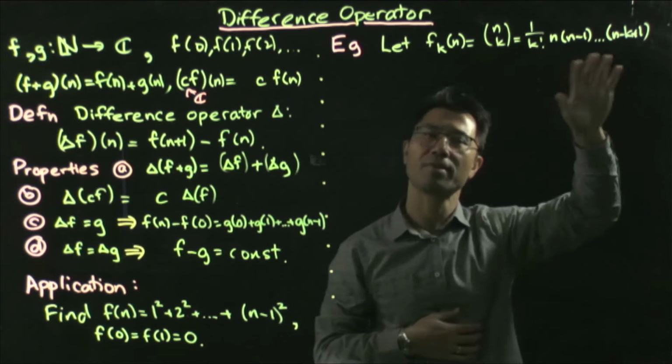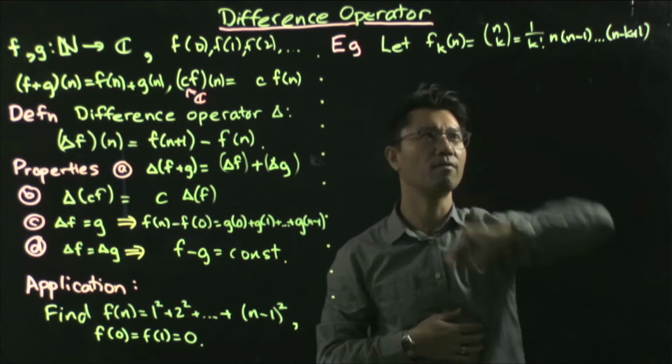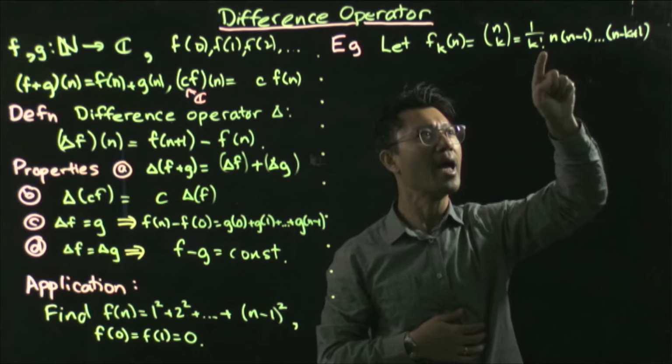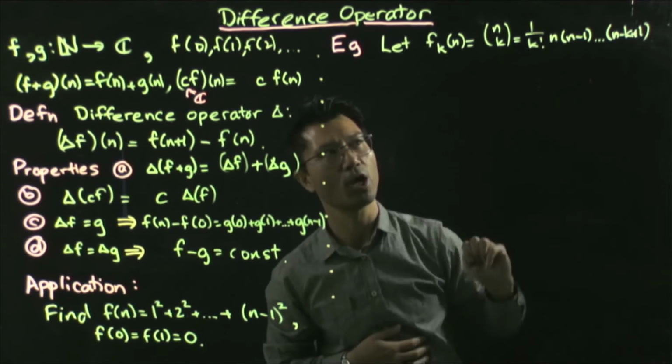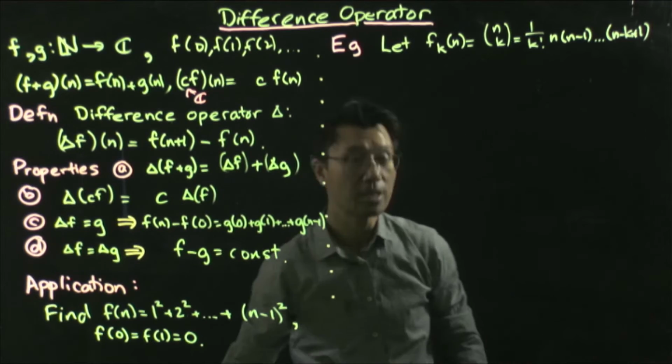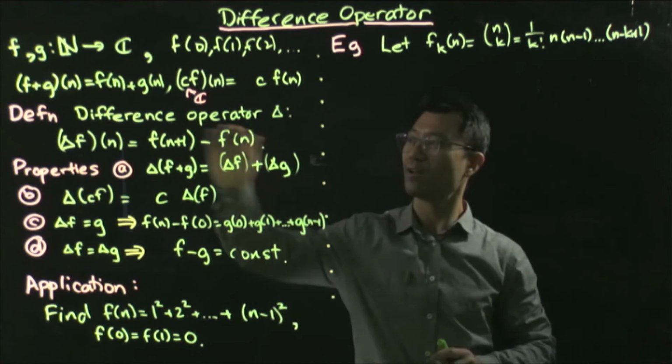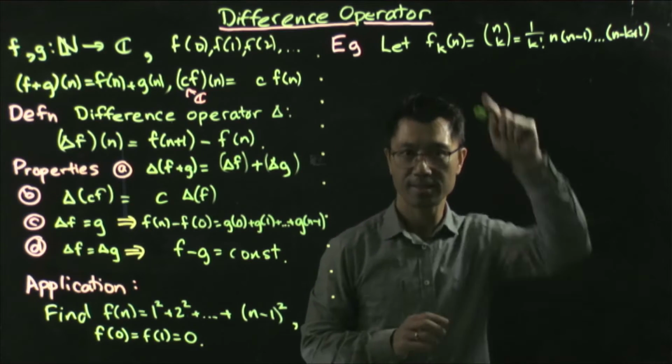The other thing to note about this is what type of function is this of n. So you're multiplying k linear terms. So this is a discrete degree k polynomial. Okay, so let's see what this difference operator does to this sequence here.